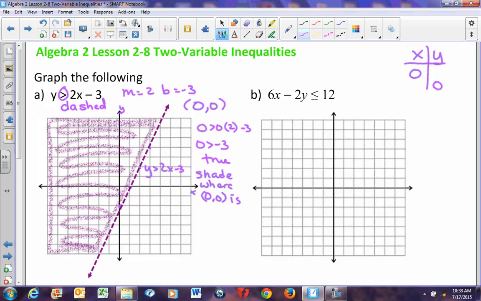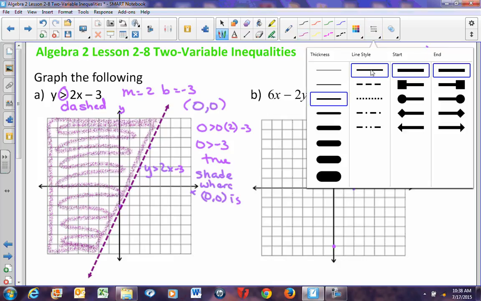Okay, so if x is 0, that means x goes away, and I have -2y is less than or equal to 12. 12 divided by -2 is -6. So there's that intercept. And if y equals 0, I have 6x is equal to 12, so 12 divided by 6 is 2. So my points are 0, -6 and 2, 0. It crosses the y-axis at -6, it crosses the x-axis at 2. This time I need a solid line. Okay, so I need a solid line here.